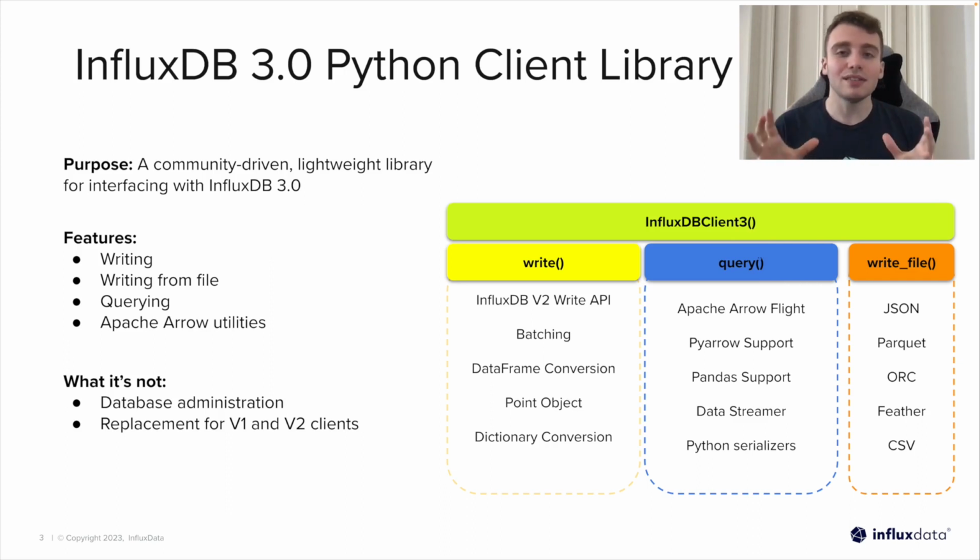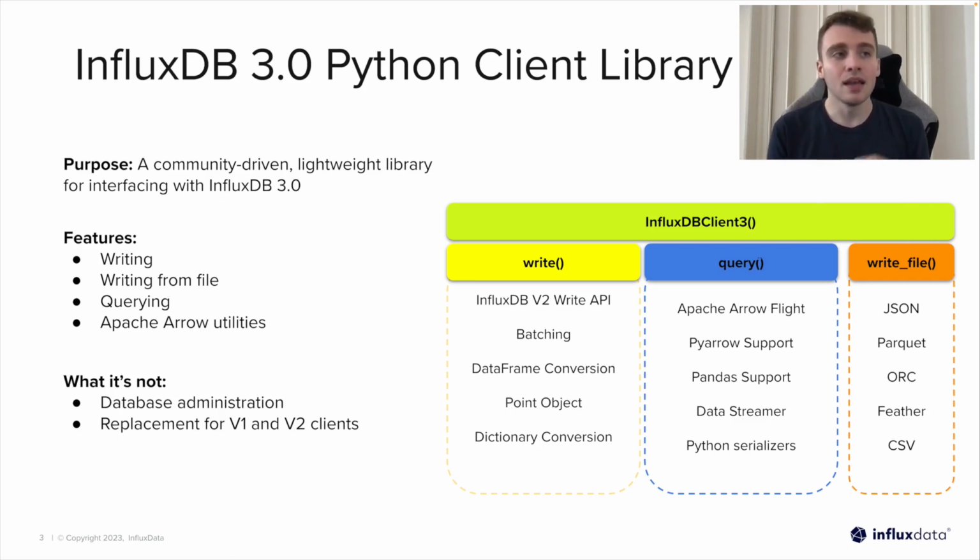Write is extremely similar to the V2. Actually, funny enough, it is very much like the V2 client library because it is. Bundled underneath, you have the ability to use the V2 write API. You have batching, data frame conversion. You have the ability to construct point objects. You can also even create raw line protocol. And you can also convert from different Python specific data structures like a PyDictionary and write those to InfluxDB.